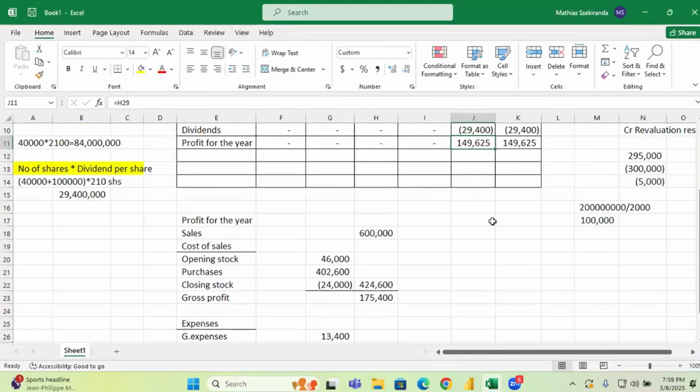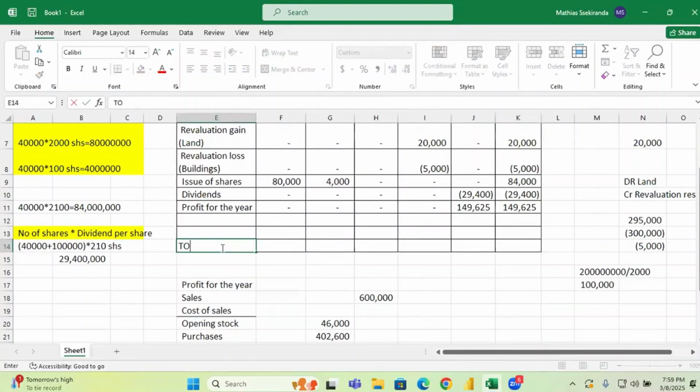Okay, now after that you are done, we now get the totals. You get the vertical totals.